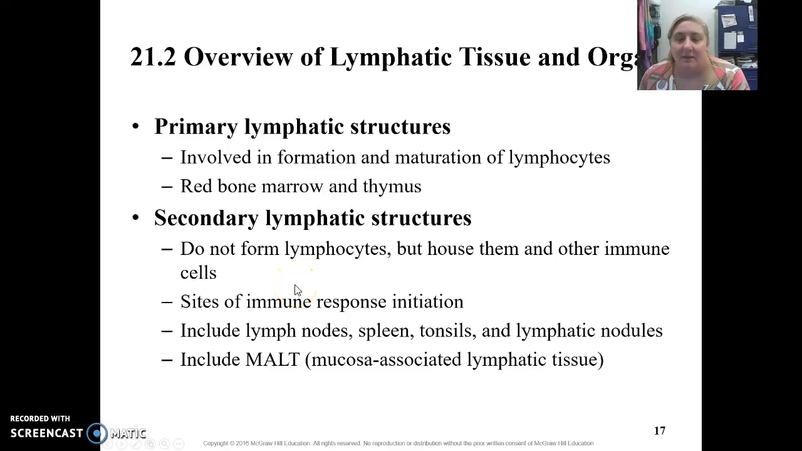Right, so now we're going to talk about the two groupings of lymphatic structures. We have primary lymphatic structures. These are the structures that are involved in production and the maturation of your B and T lymphocytes. And then the secondary lymphatic structures are the structures where B and T lymphocytes are housed, and they can wait and activate an immune response.